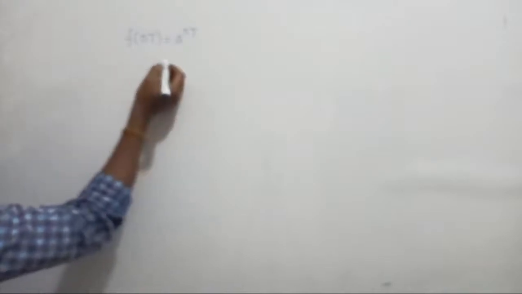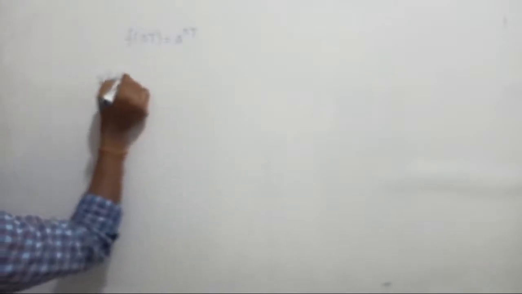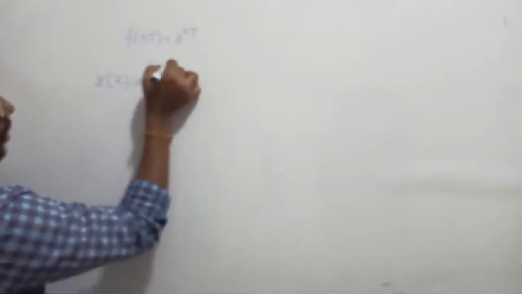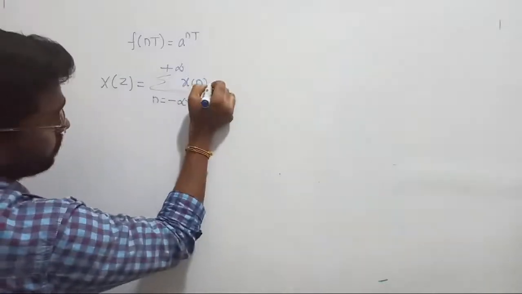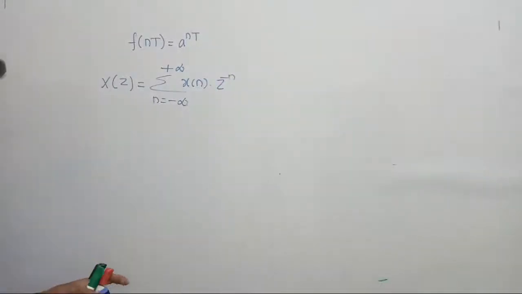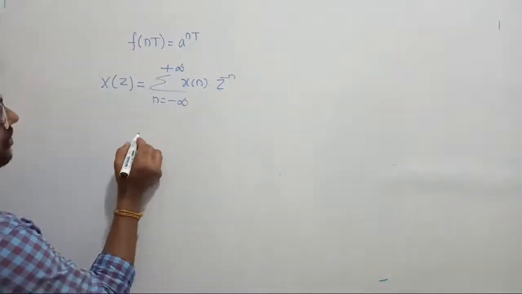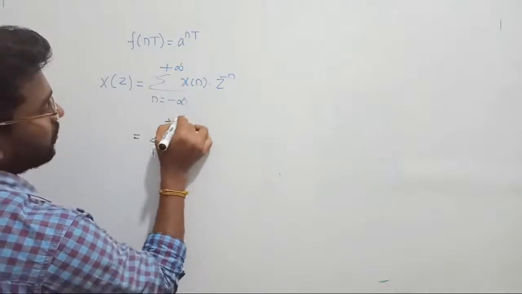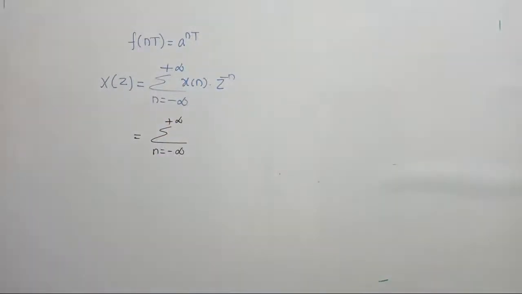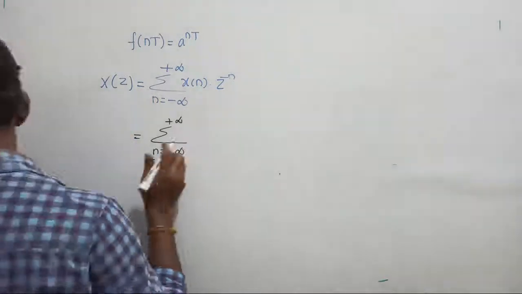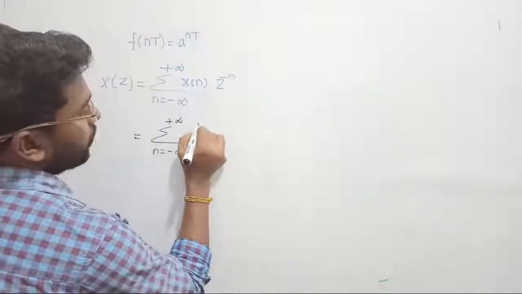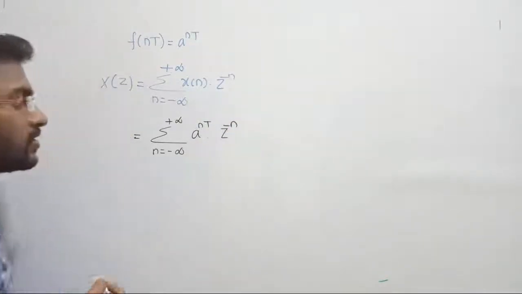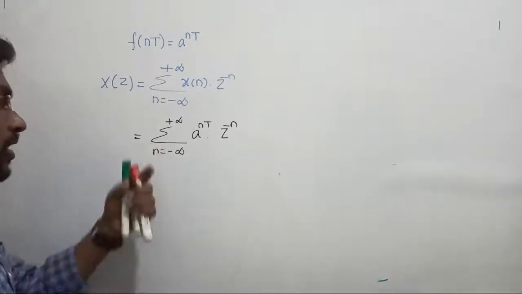If you want to know the answer for this function, the Z transformation can be written with the generalized formula: X of z is equal to the summation from n equal to minus infinity to plus infinity of x of n into z power minus n. But now let us reduce the function further. It runs from n equal to minus infinity to plus infinity, with a power n into T, into z power minus n.